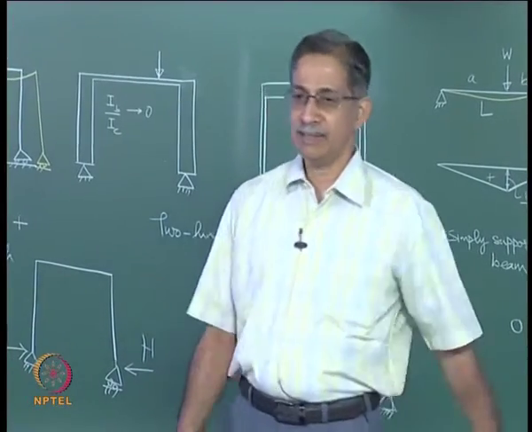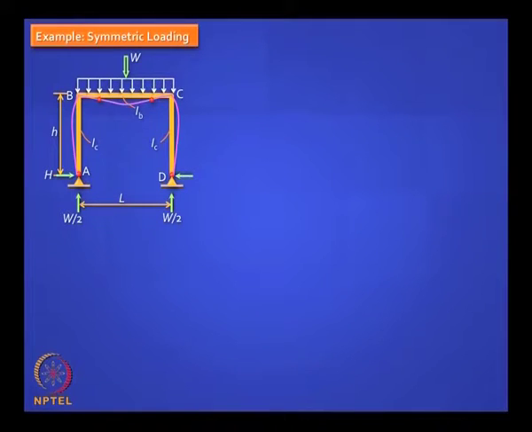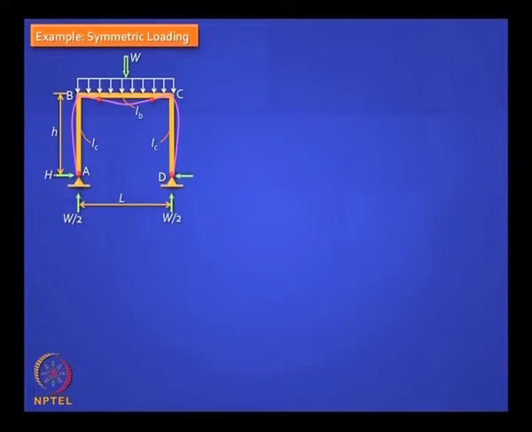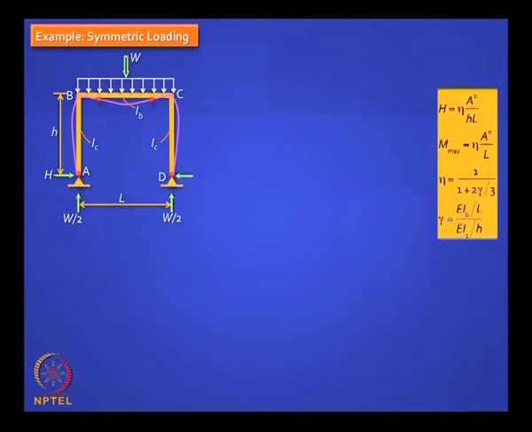Let us take a simple example. Will you solve this problem? Here I have a symmetric loading, a uniformly distributed load. Can you draw the bending moment diagram in terms of eta? If you recall, this is the general bending moment diagram. So here you have a parabola due to a UDL. So what will it look like?